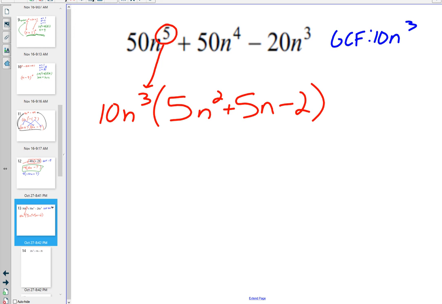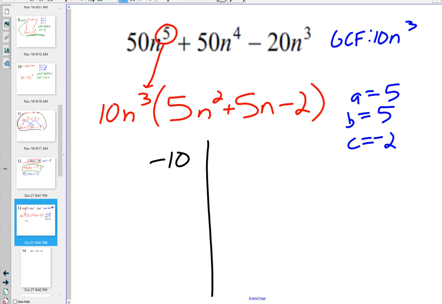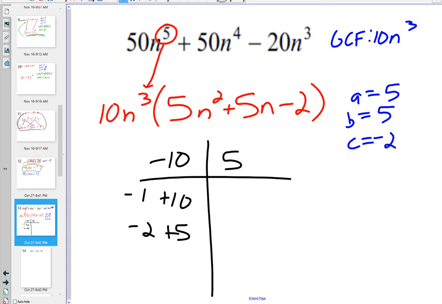2 is not perfect, 5 is not perfect, so let's not waste our time, but we do have to try a factor chart. 5, 5, negative 2. A times C is negative 10. B is 5. What are all the numbers you can think of that multiply to give you 10? 1 and 10, 2 and 5. When the first column is negative and the second column is positive, Brandon, it's a small negative and a big positive. Do any of those add up to 5? No, this gives me 9 and this gives me 3. None of these match up with the 5.